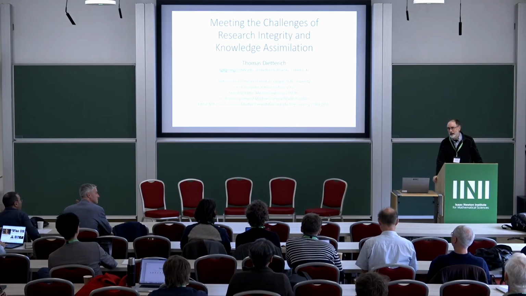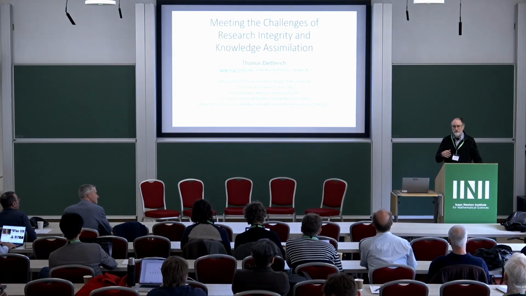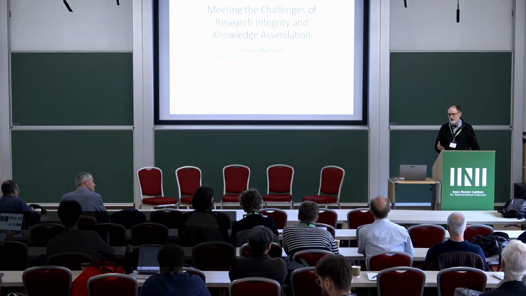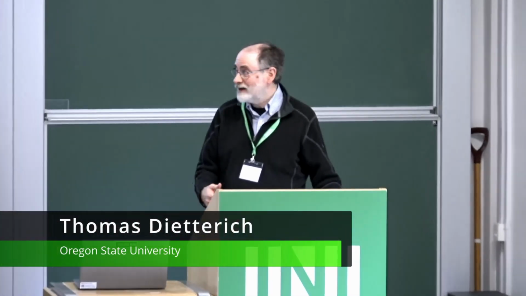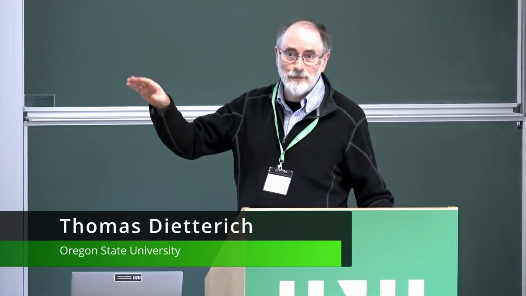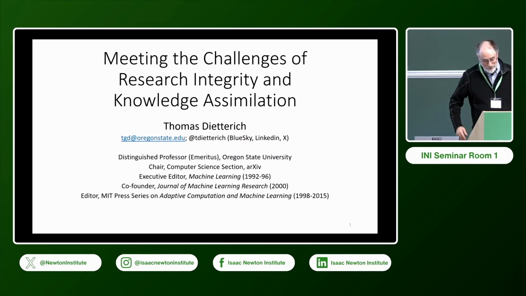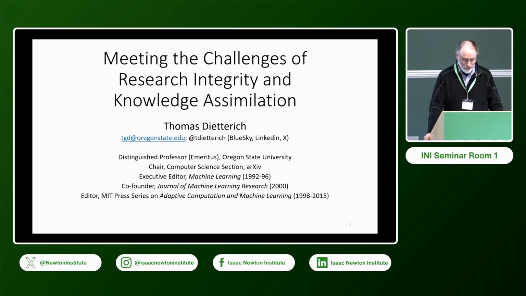My name is Tom Dietterich. My background was in computer science and machine learning, and I have also been involved in publishing as an executive editor of a journal. I then led a revolt against Kluwer, and we created an open access journal, the Journal of Machine Learning Research, which was very successful, but the Machine Learning Journal, which is now a Springer, continues to be successful. So there's enough high quality work out there for more than one journal.